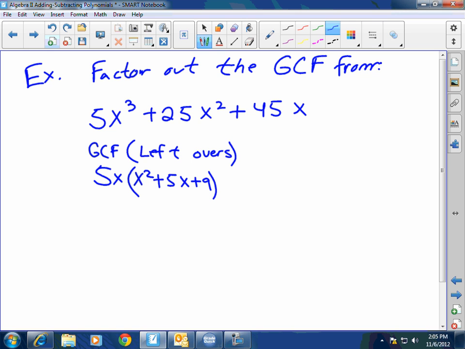For anyone that didn't see that, all they did was divide each term by the GCF. 5 divided by 5 is 1. X cubed divided by x is x squared. 25 divided by 5 is 5. X squared divided by x is x. 45x divided by 5x is just 9. Great job. Does that make sense, gentlemen?